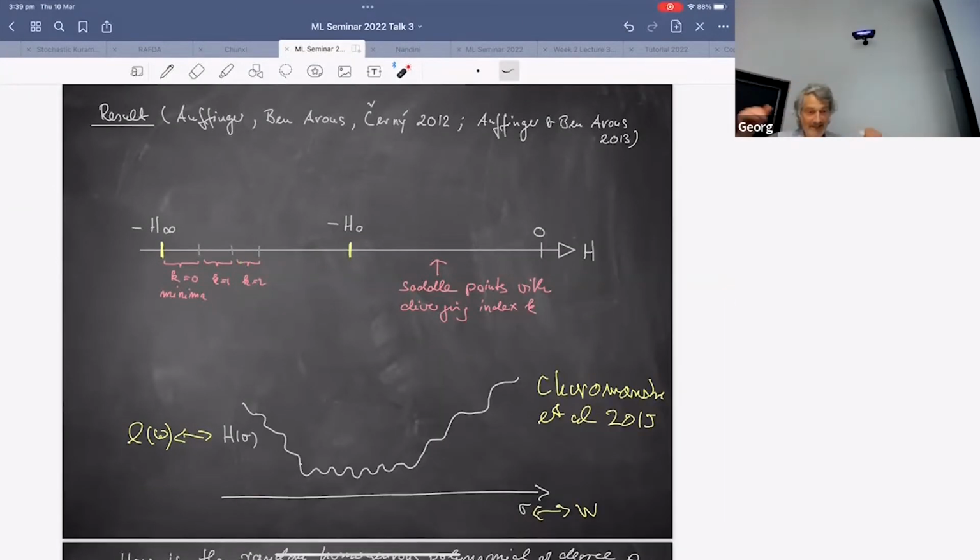So the question was, what does the label k correspond to in the neural network? So it was the Hessian of your Hamiltonian evaluated at a critical point, and now it's the Hessian of the loss function at a critical point.